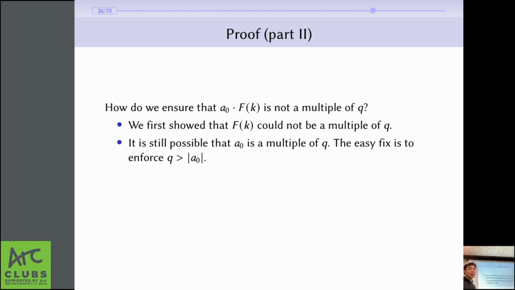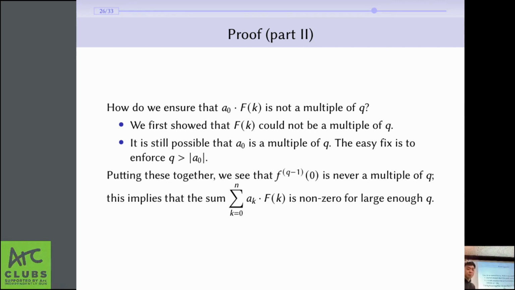And for exactly the same reason, we know that a0 cannot be a multiple. So a0 can't have a factor of q, because if it did, then q must be at most a0. But if we set q to be greater than the magnitude of a0, then we're there. So this ensures that a sub 0 times f of k is not a multiple of q.